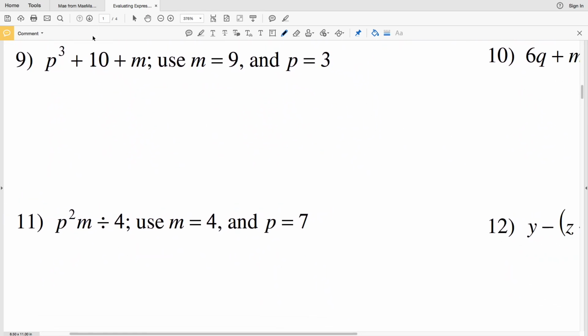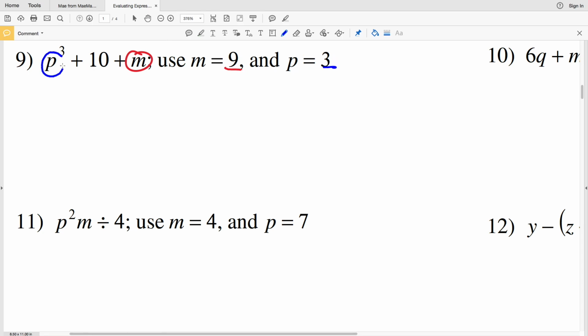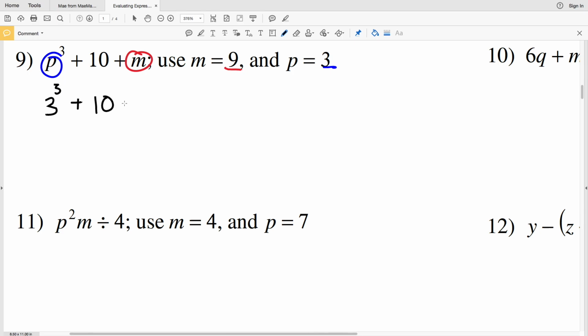Next, we have p cubed plus 10 plus m. Our m value is 9, so we're plugging 9 in for m, and our p is 3. So we're plugging 3 in for p. So plugging 3 in for p, we have 3 cubed plus 10 plus m, which is 9.